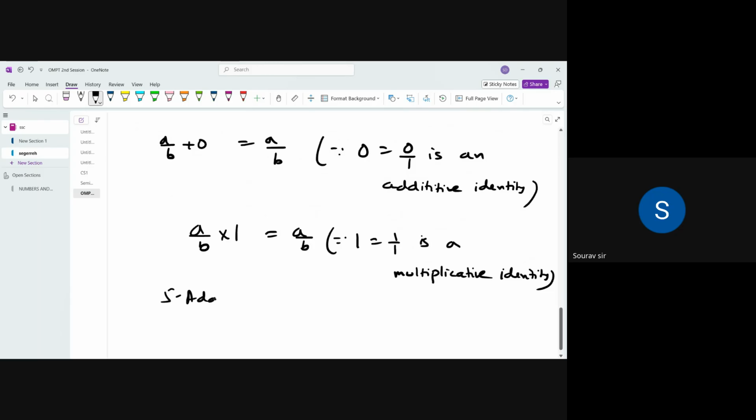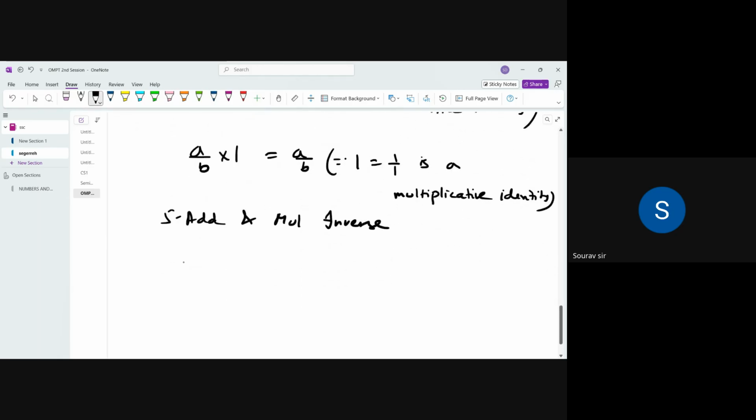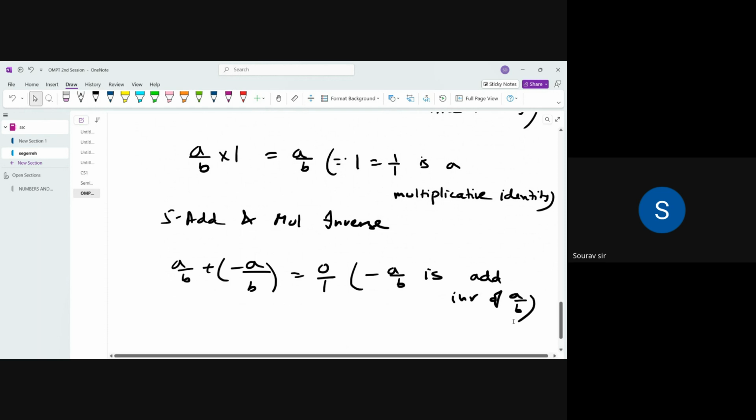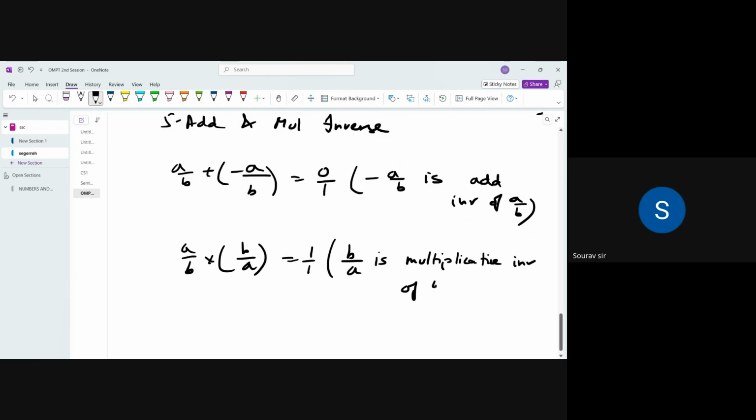Also, you have additive and multiplicative inverse. What do we mean by that? We mean by that A by B plus minus A by B is equal to 0 by 1. Means minus A by B is the additive inverse of A by B. Opposite. And similarly, if I go for A by B multiplied by B by A, that is 1 by 1. Means B by A is the multiplicative inverse of A by B.